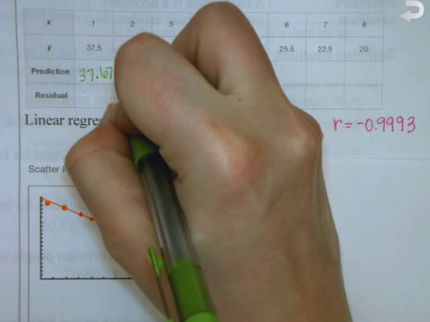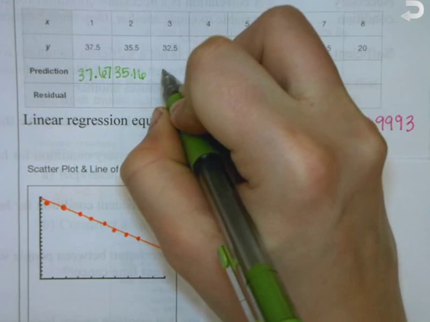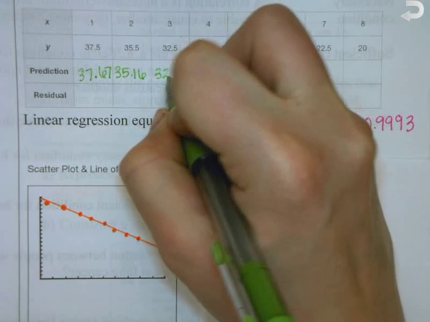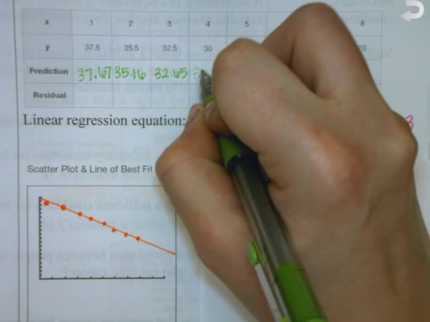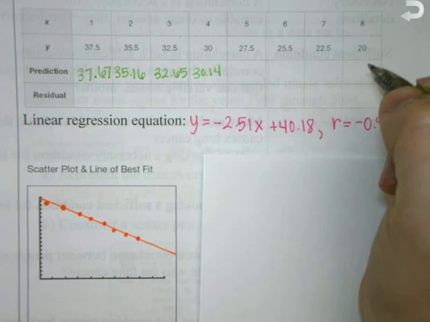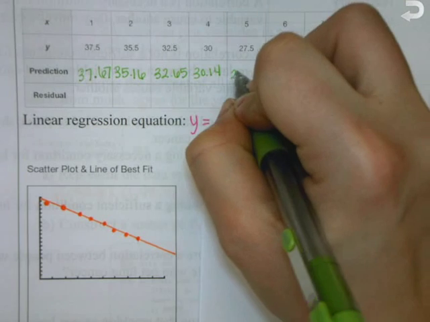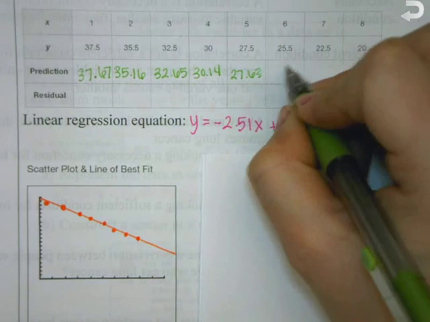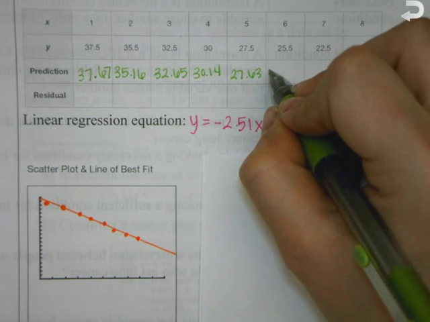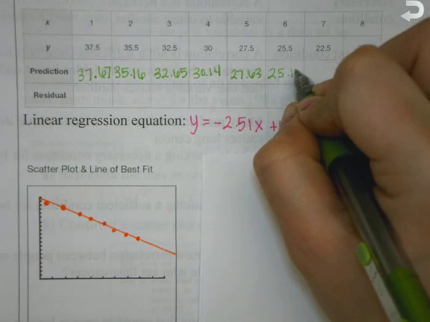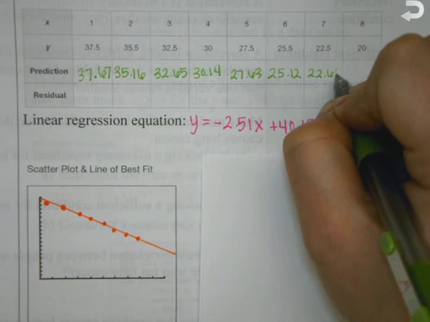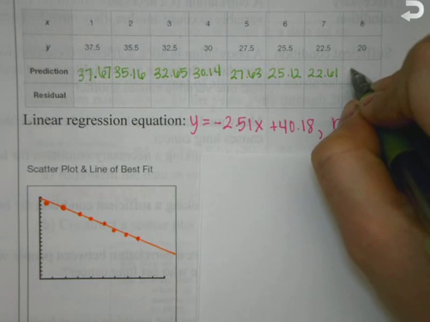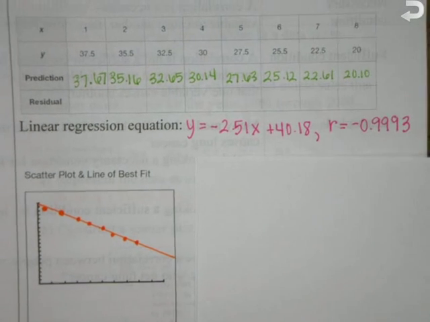35.16. Okay, what about x equals 3? 32.65. X equals 4? 30.14. X equals 5? 27.63. 6? 25.127. 22.61. And 8? 20.10. Perfect. Okay, that's exactly what I got too.